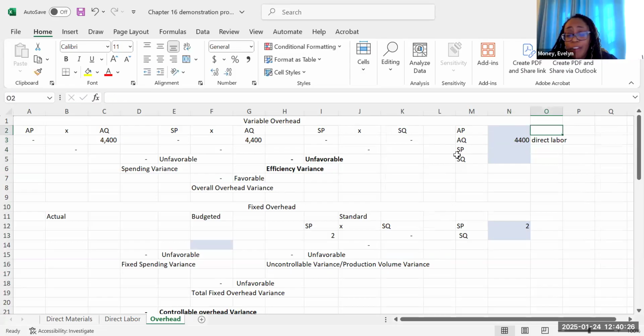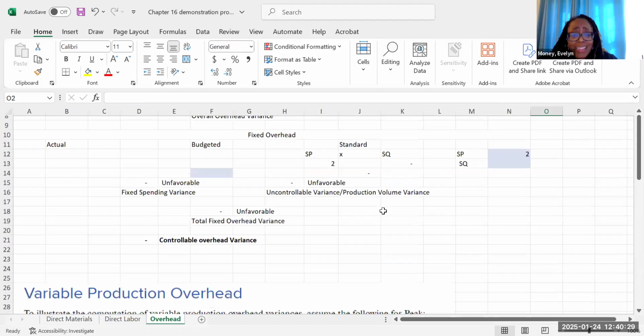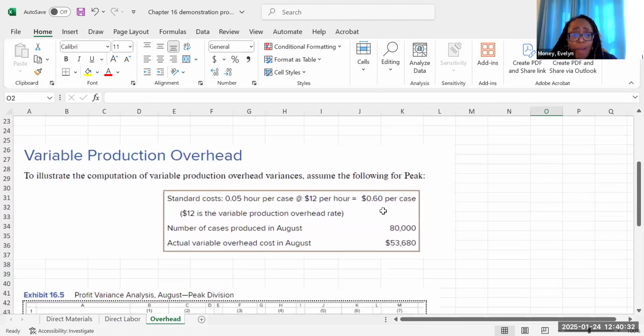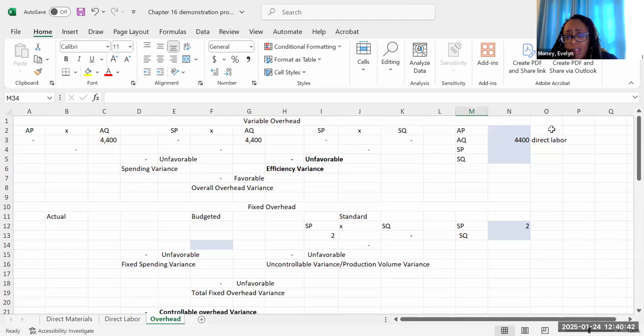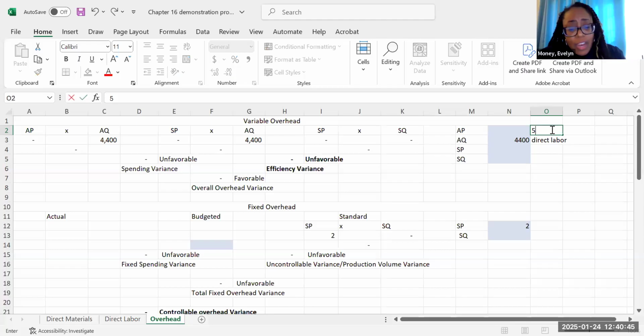Now, the reason why I put that one in there first is because for my actual price, they don't give me my price per hour. And that's okay, because I have the actual overhead costs. So this time I'm going to take the 53,680. Every now and then the problem will not be straightforward, and you'll have to piecemeal things together. 53,680, and we're going to divide that by the 4,400 hours. But the point is, the 53,680 is the magic number that I want to show here.